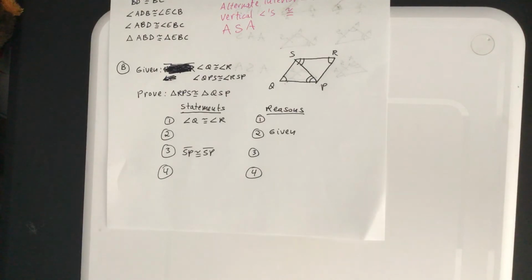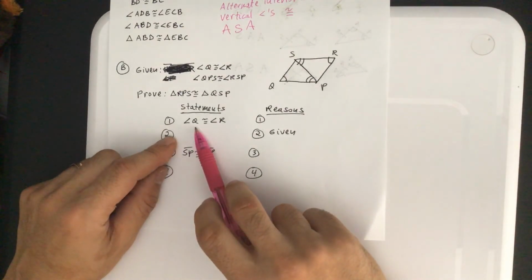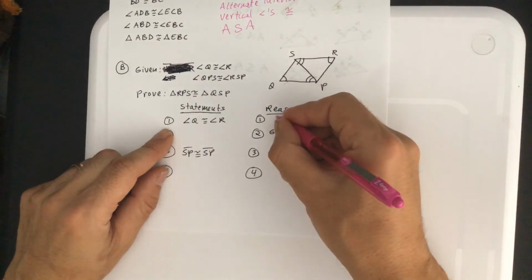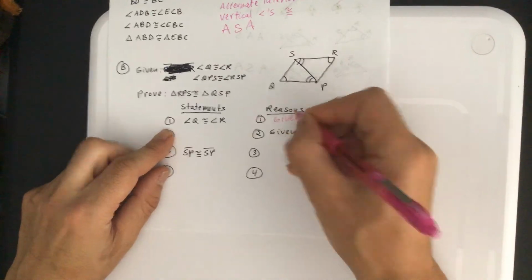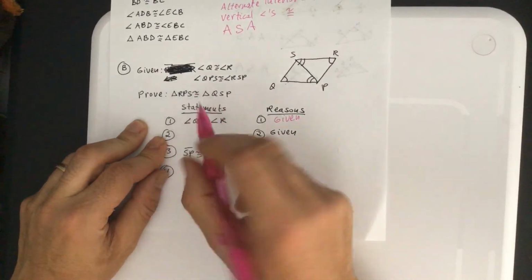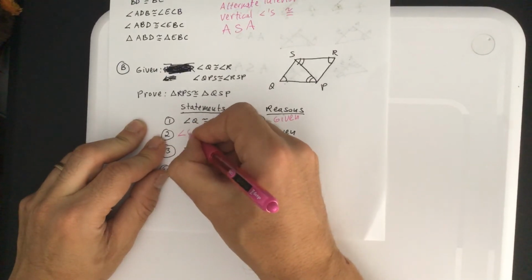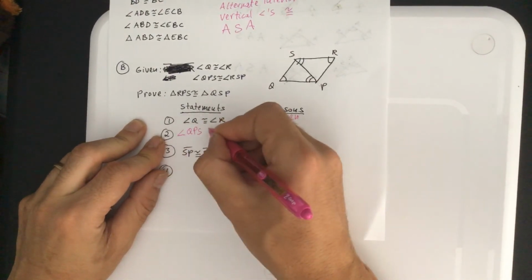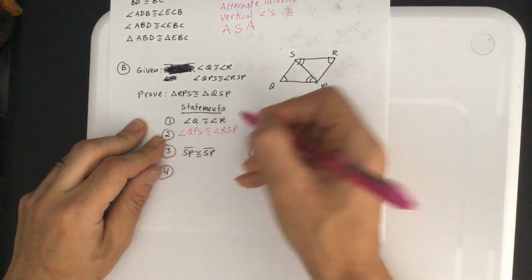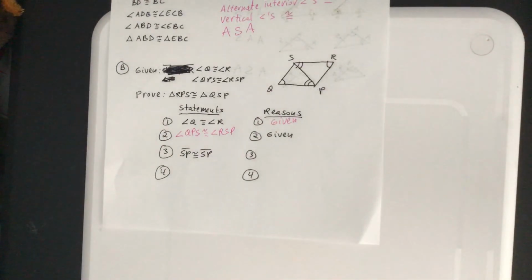All right, let's go over it. Angle Q and angle R, well, that's given. So let's write down given. In this case, I'm giving you the given. Where's the other given that we have? Well, it will be this one here: angle QPS is congruent to angle RSP. So that should be the given information.